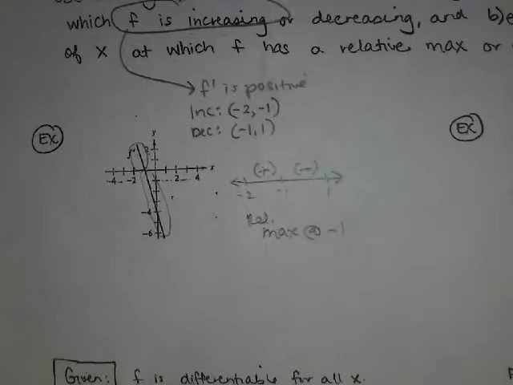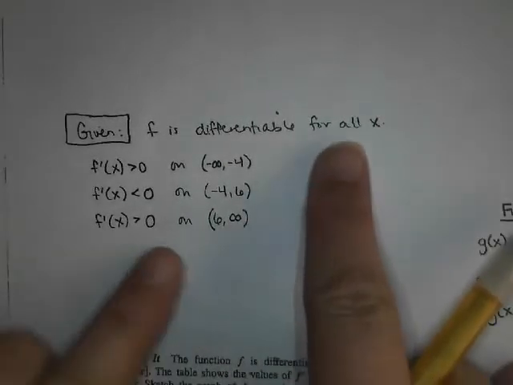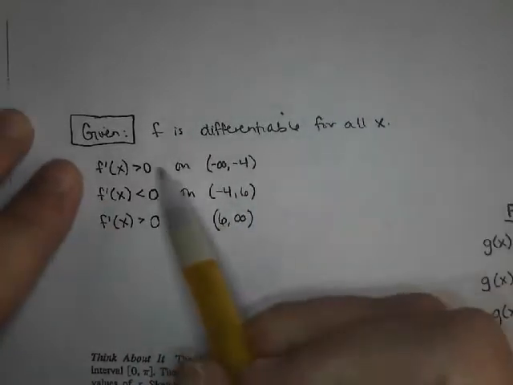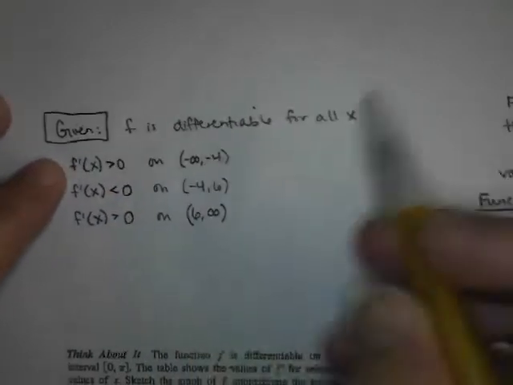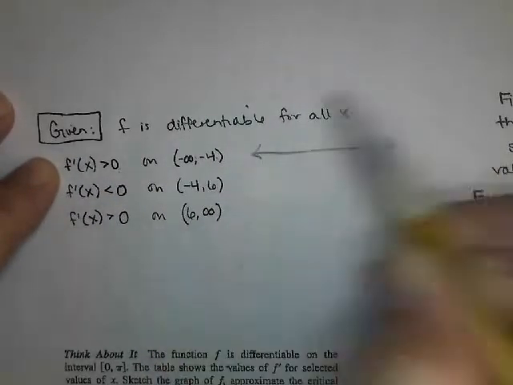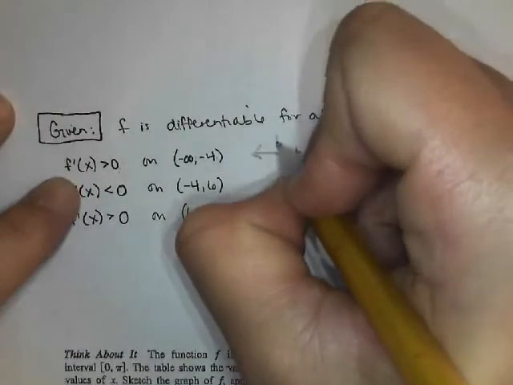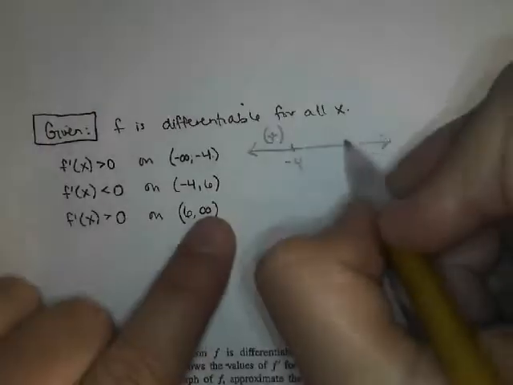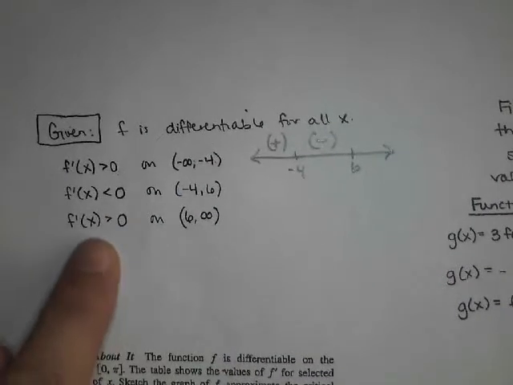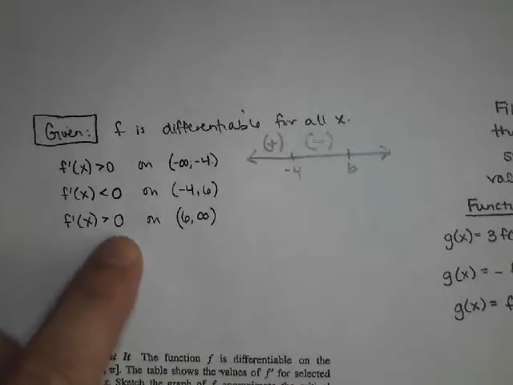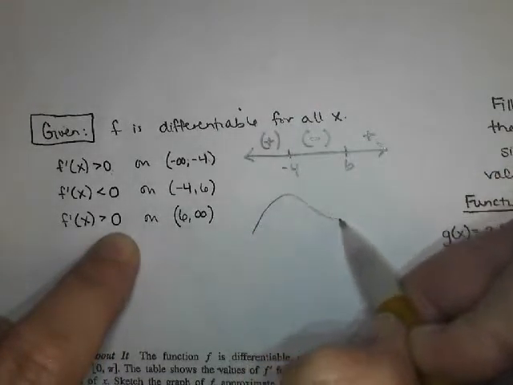And the last one down here, f is differentiable for all x. They're telling us that the derivative is positive, aka the slope is positive, from -∞ to -4. I suggest coming up with a number line. Up until -4, the derivative is positive, which means it's increasing. From -4 to 6, the derivative is negative, which means it's decreasing. And the derivative is again positive from 6 to infinity. So we have something increasing, then decreasing, then increasing again.